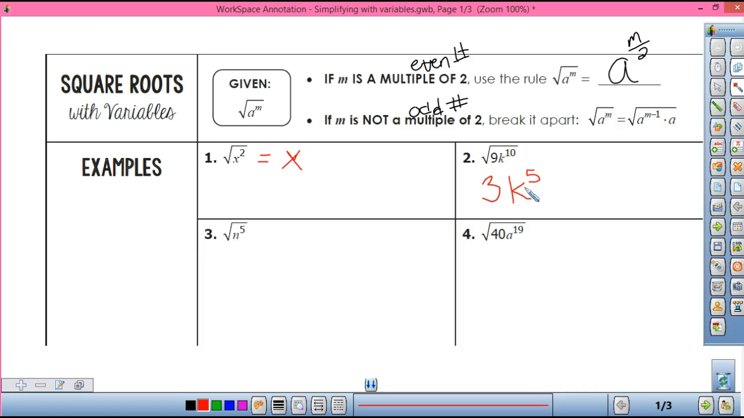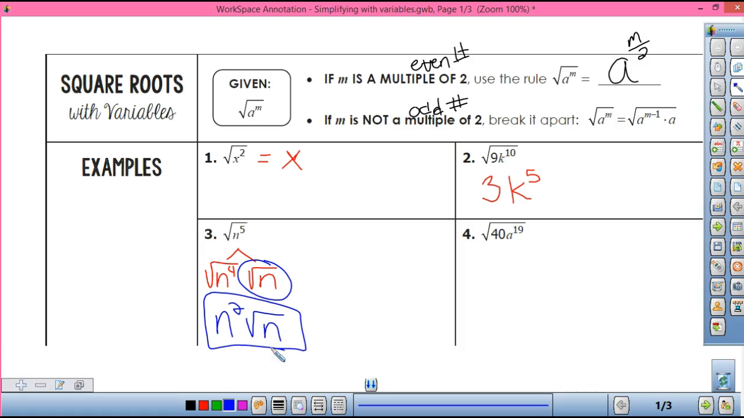Now I have an odd number, right? So now I'm going to split it just like I did when I was simplifying numbers. I'm going to split it into my closest even number. So the square root of n to the 4 times the square root of n. Because now I can take the square root of n to the 4. What do I get? N squared. And then this guy has to stay underneath because I can't reduce him anymore. So it's n squared times the square root of n is my answer.